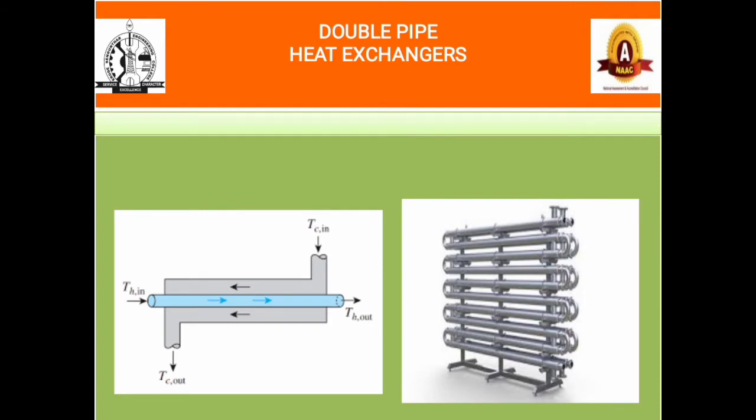Then double pipe heat exchanger. It is nothing but pipes placed inside a large pipe. In a double pipe heat exchanger, a pipe is placed inside another pipe. It can be a straight pipe double pipe heat exchanger or a U-tube double pipe heat exchanger. In a U-tube heat exchanger, both ends are welded with U-tube arrangements.